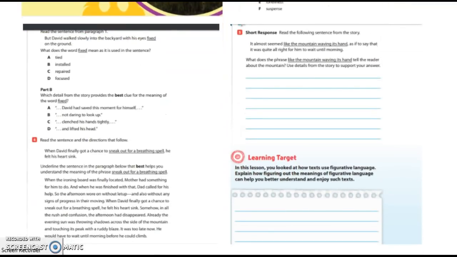Next is number 3. Read the sentence from paragraph 1. But David walked slowly into the backyard, his eyes fixed on the ground. What does the word fixed mean as used in the sentence? So fixed is already underlined, and I'm going to circle the word mean because we are looking for the meaning. Now mean is also a multiple meaning word, and this does not mean like being rude or unkind, but mean means what is the meaning or the definition of the word. Part B. Which detail from the story provides the best clue for the meaning of the word fixed? So we need to look for one clue, and just one.